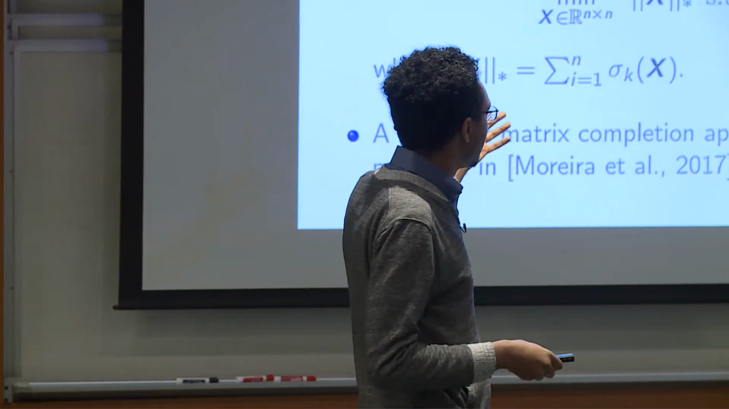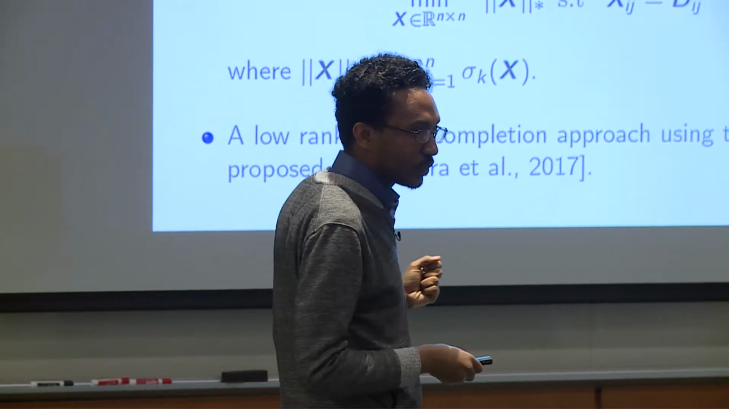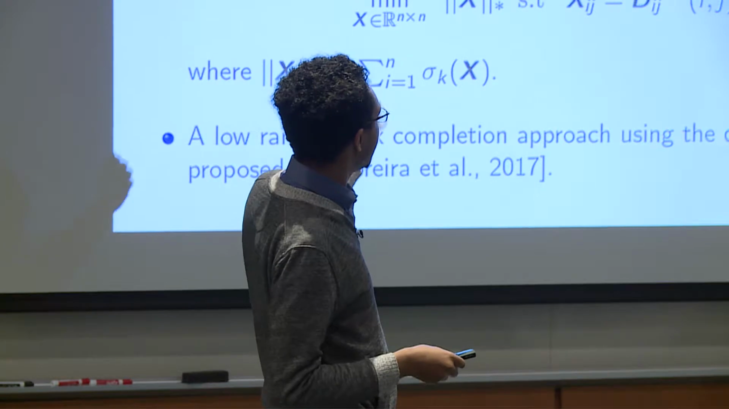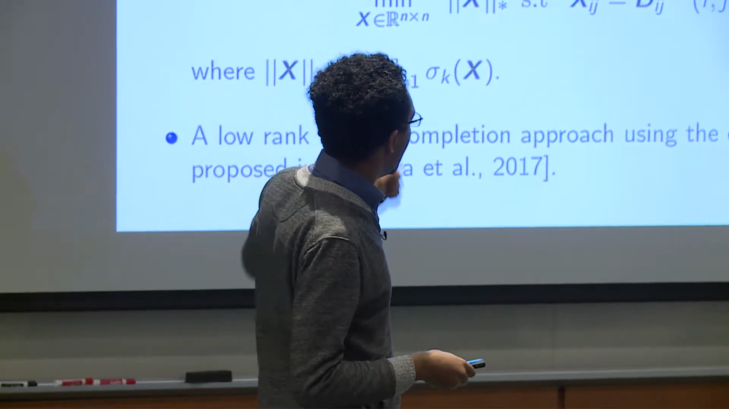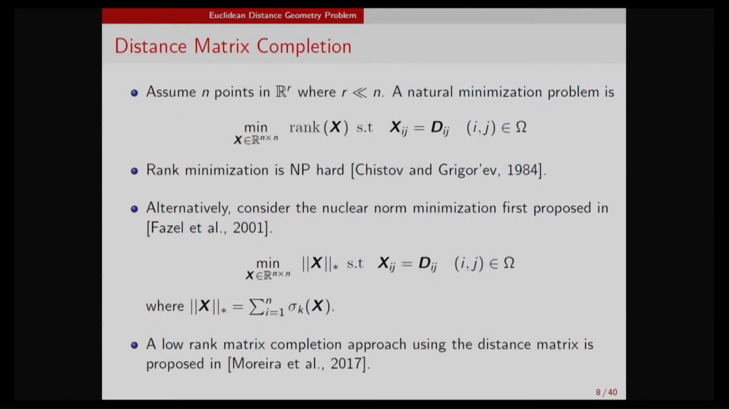With this, you can solve the problem of minimizing this low-rank approximation. But the fundamental question is, how are these two problems related? If we solve this relaxation, are we really solving the underlying true problem? That's the question we try to answer. For example, in this recent paper, a low-rank matrix completion approach using the distance matrix was proposed.